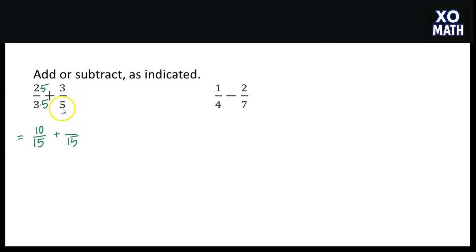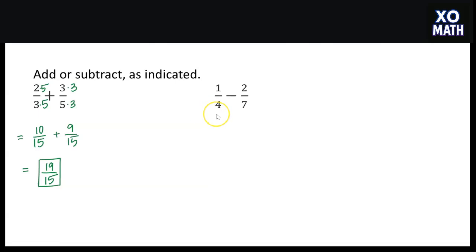For the second fraction, the original denominator was 5. To get from 5 to 15, I multiply by 3. Multiplying the numerator by 3, 3 times 3 is 9. Now that we have the same denominator, I can add across the numerator. 10 plus 9 is 19 over that common denominator of 15. And we'll leave our answer as an improper fraction.